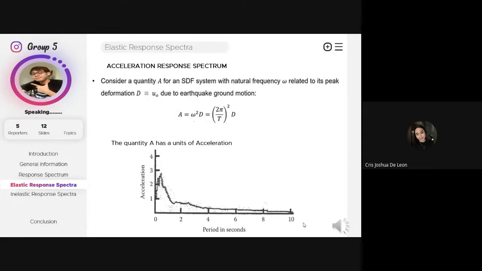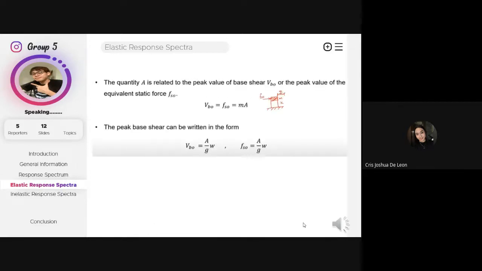So now the acceleration response spectrum. Consider a quantity A for an SDF system with natural frequency W related to its peak deformation due to earthquake ground motion. Ito yung acceleration response spectrum related din siya dun sa displacement response spectrum kanina. Kukunin lang yung displacement tapos yung corresponding time niya. And then the formula ay A equals to 2 pi over T quantity squared times D. Substitute lang yung D and T kanina. Tapos mabubuo mo na yung response spectrum na acceleration. Ayan, simple lang siya. Ipa-plot lang siya. Ganun.